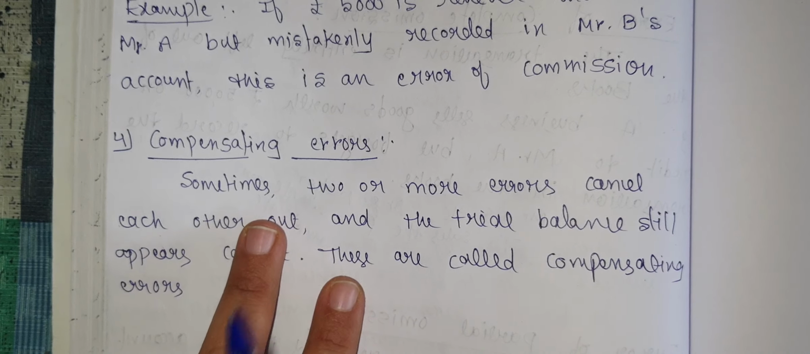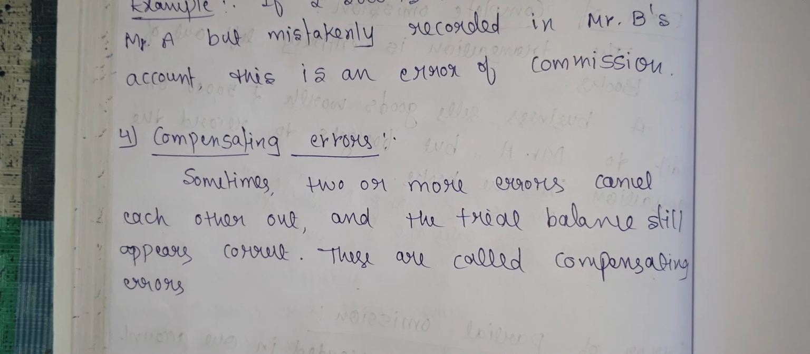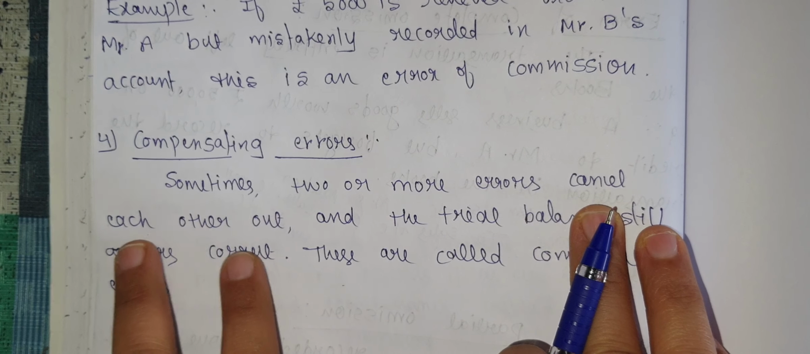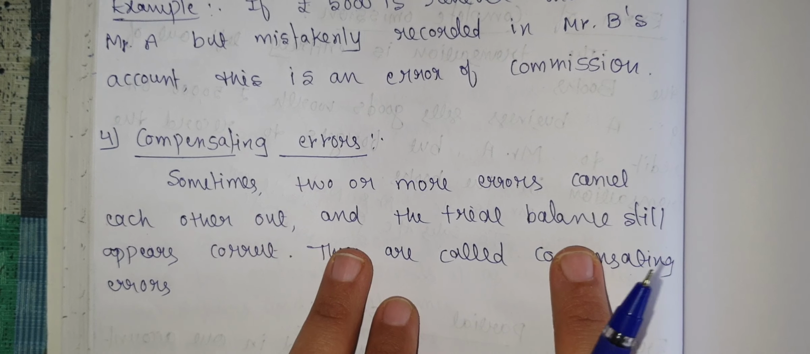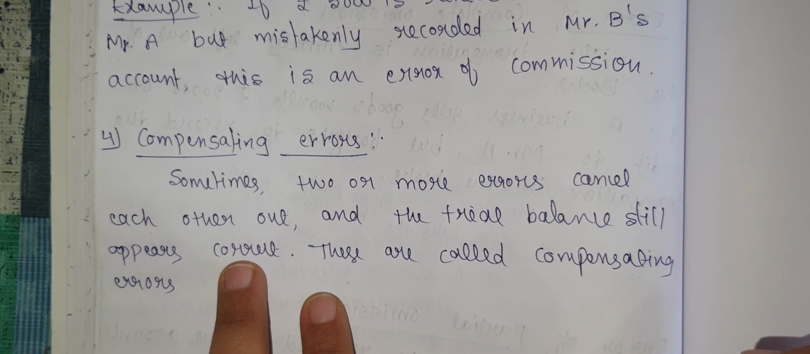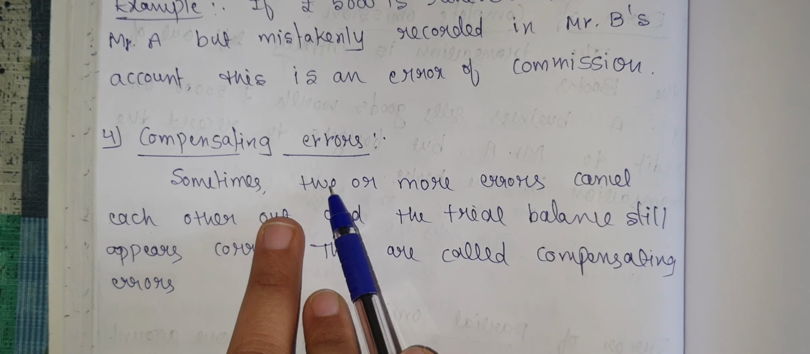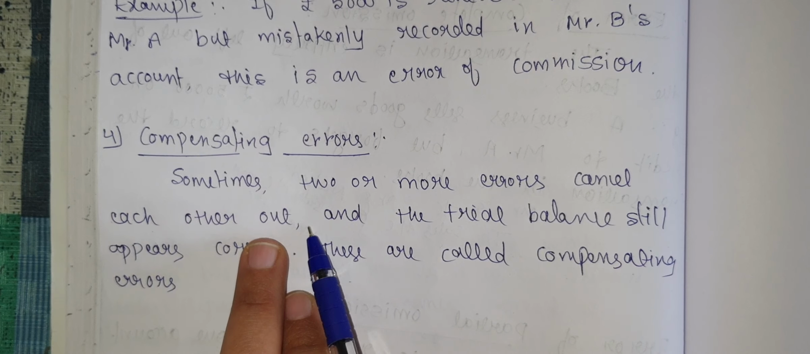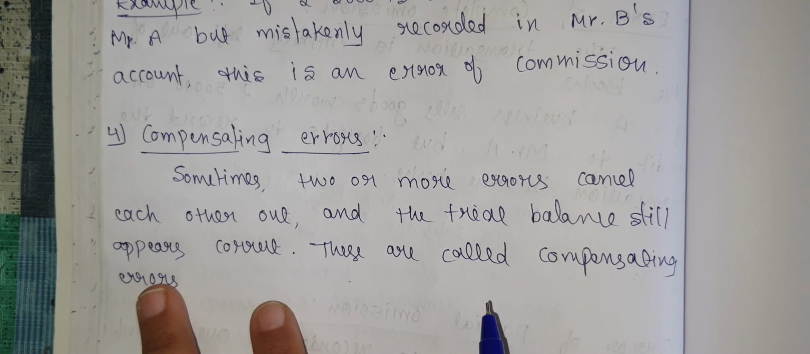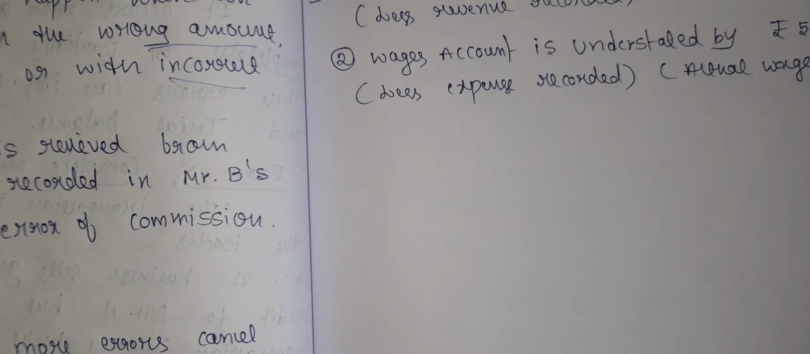Now we will move to the next one, that is compensating errors. Sometimes two or more errors cancel each other out and the trial balance still appears correct, meaning the trial balance will tally. These are called compensating errors. Here I will explain compensating errors through one example.